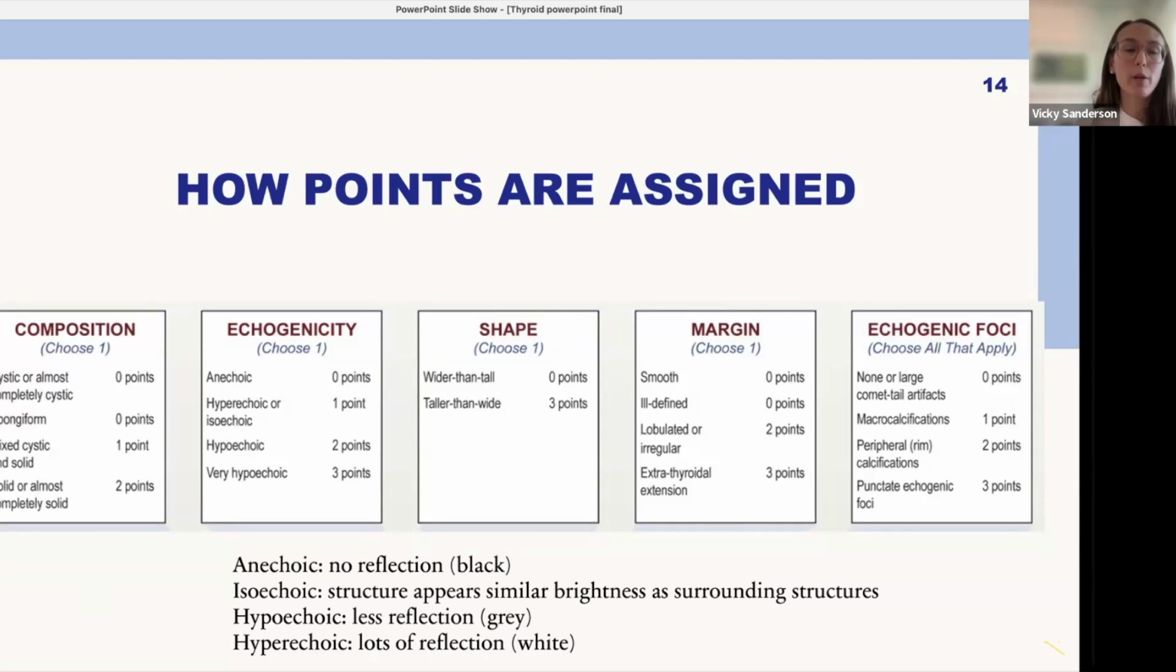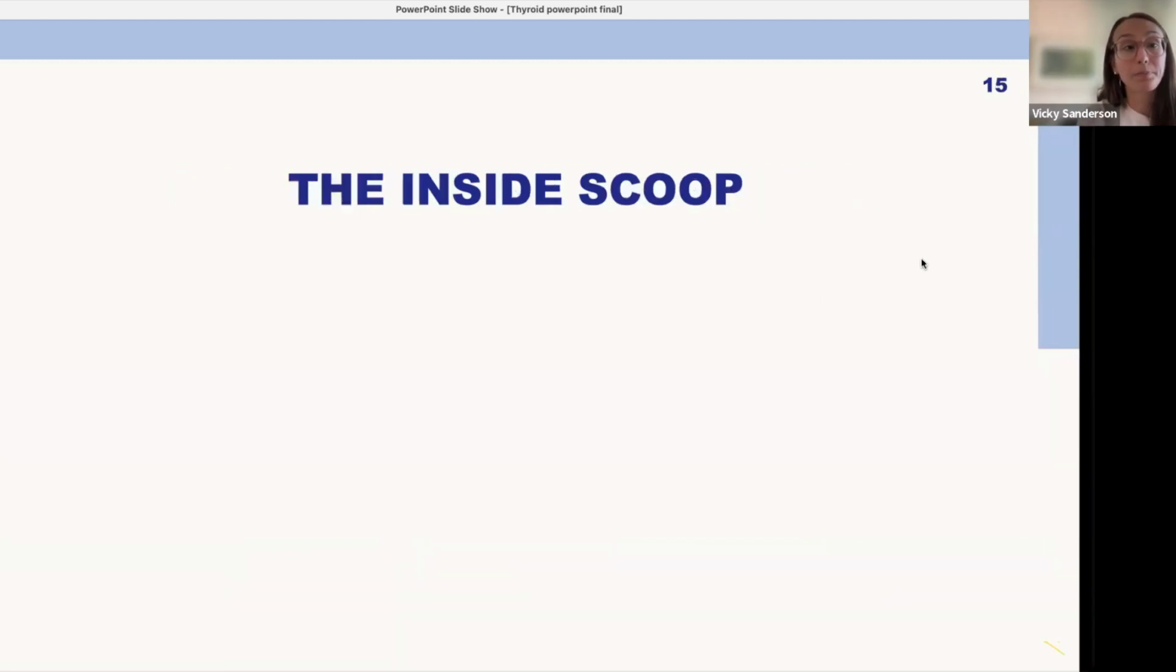Margins: if they're smooth or ill-defined, we're not as worried. If they're lobulated or irregular, they get assigned higher points. And then lastly, echogenic foci. Our nodule had none, but sometimes they present with microcalcifications or peripheral calcifications. Those characteristics increase our pretest probability of a cancerous, concerning nodule. So the lower the points, the happier we are; the higher the points, the more concerned we are about malignancy.